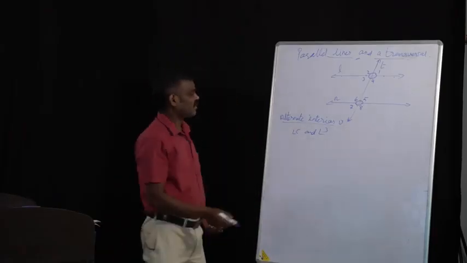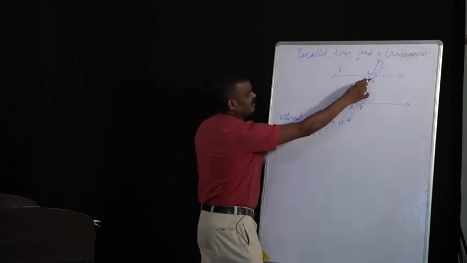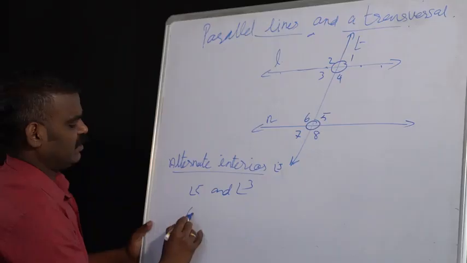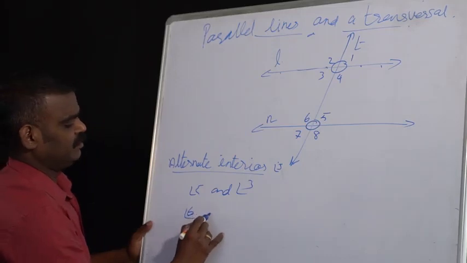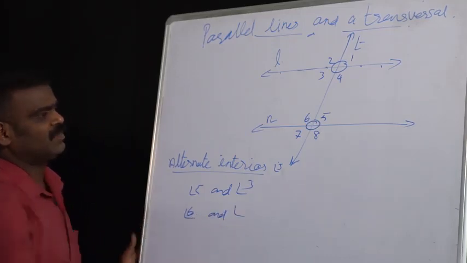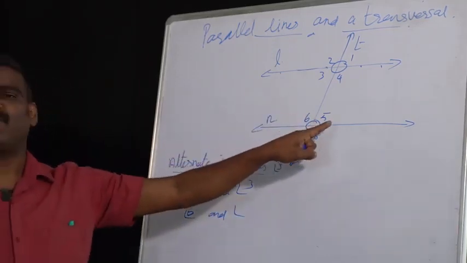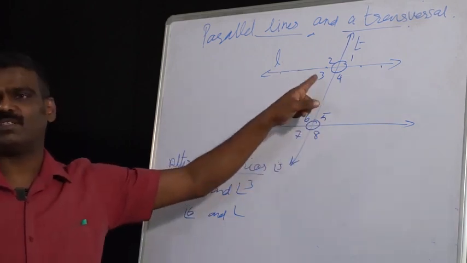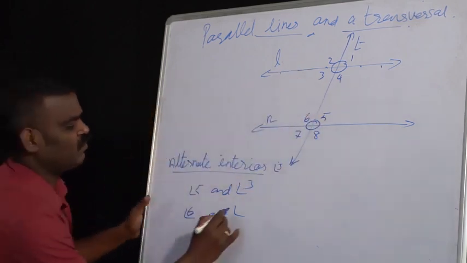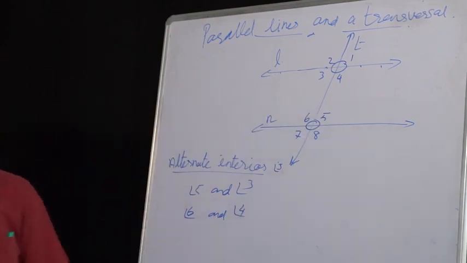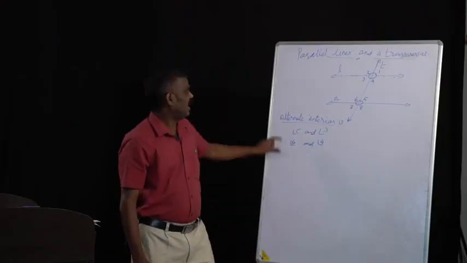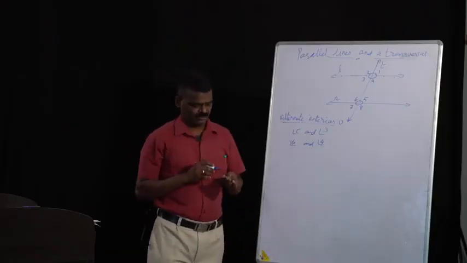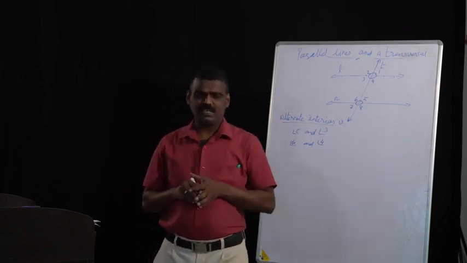Now, again, then angle 6. Angle 6 again cannot go with 5. Angle 6 again cannot go with 3. Then who is the fellow? Angle 4. Am I right? These are alternative interior angles. Clear?